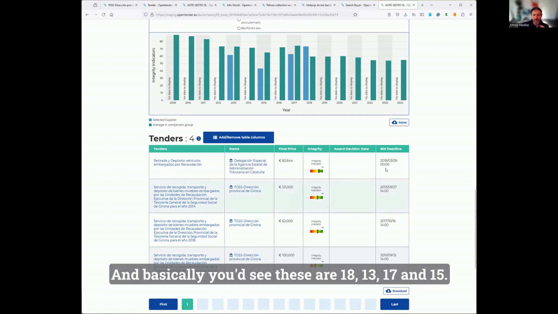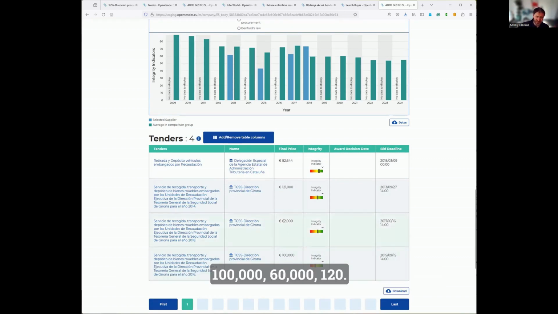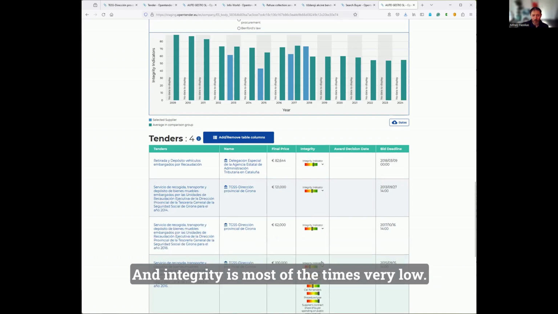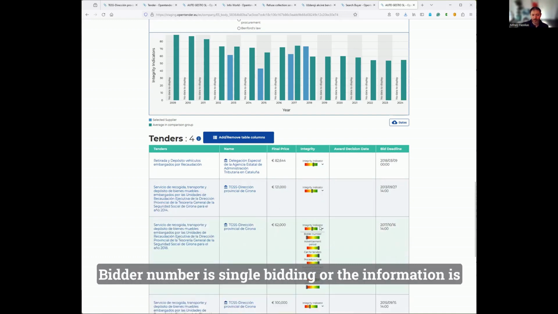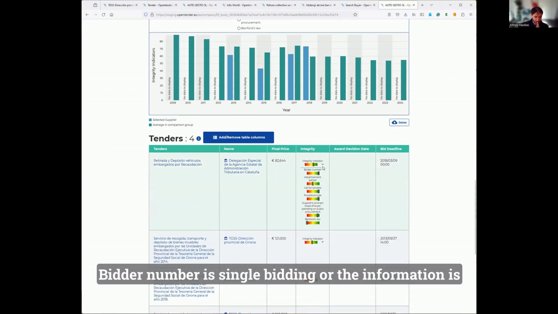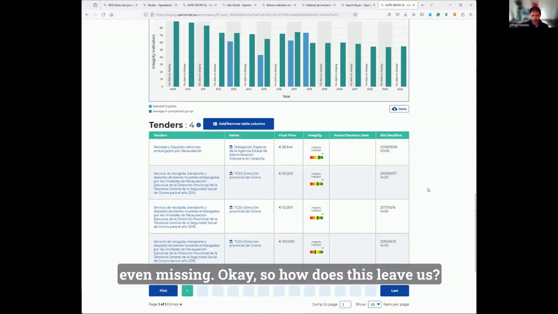And basically you'd see these are 18, 13, 17, and 15. And you see these are all substantial amounts, 100,000, 60,000, 120. And integrity is most of the times very low. Bidder number is single bidding, or the information is even missing.